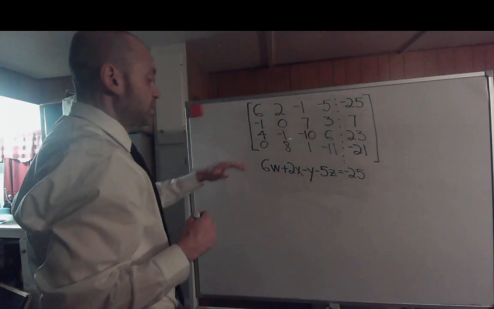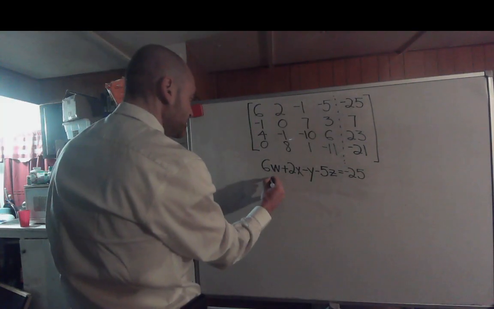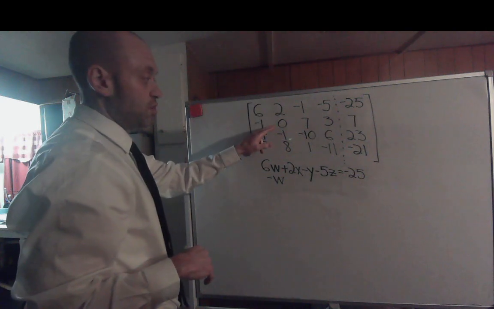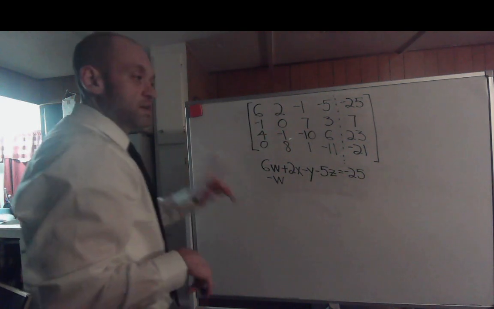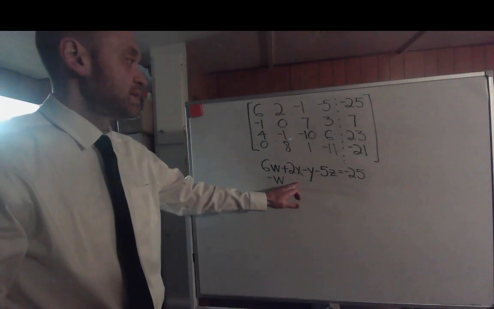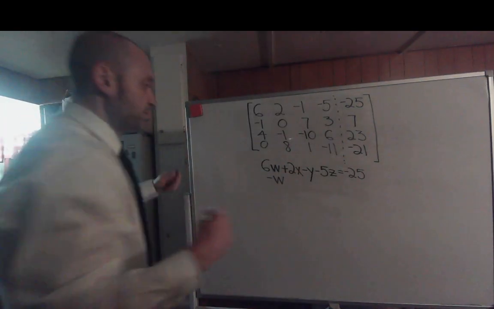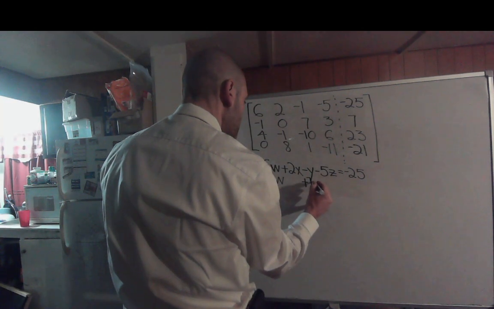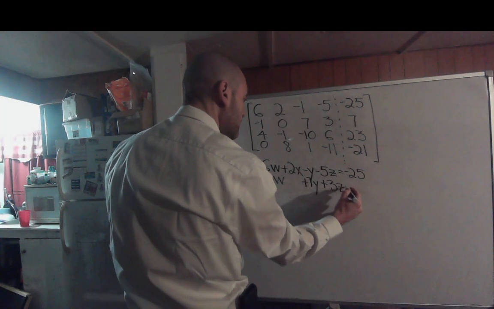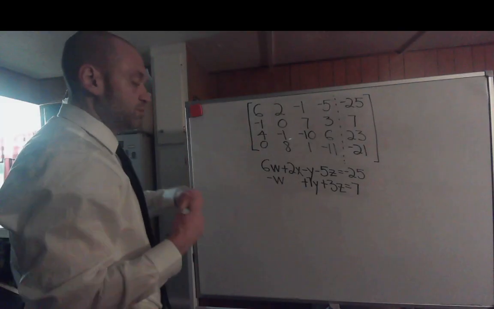And then you have, in the first entry of the second row, coefficient on the w, which is negative 1, so this would be negative w. And then coefficient on x is 0. We don't have to write that for the system. The only time you got to account for 0 is in a matrix. When you're writing out the system, you don't have to do that. And then we're going to go right to the y variable, which would be plus 7y. And then the z variable, so that's plus 3z, equals 7.